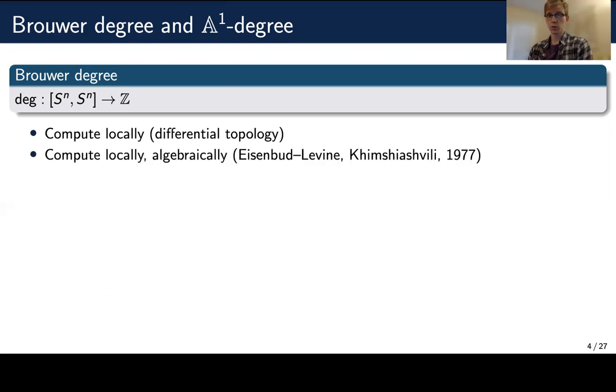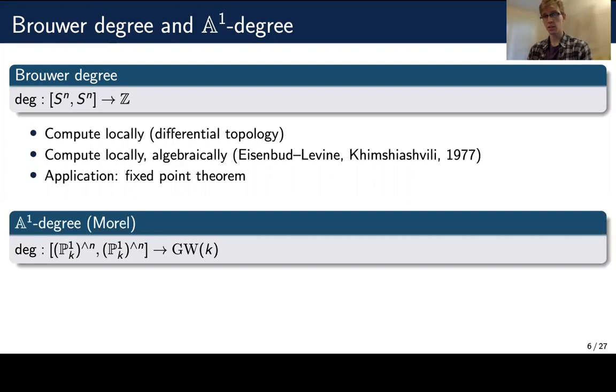You can also compute it locally using an algebraic formula due to Eisenbud, Levine, and independently Khimshashvili. And what Eisenbud, Levine, and Khimshashvili do is they write down a bilinear form over the real numbers whose signature computes the Brouwer degree locally at a point. And an application that you might teach your students is that you can prove the Brouwer fixed point theorem using the Brouwer degree.